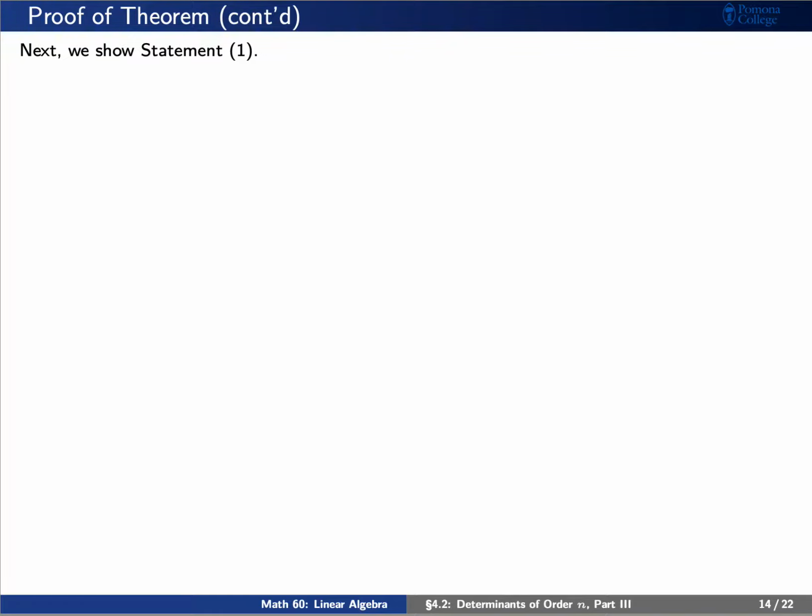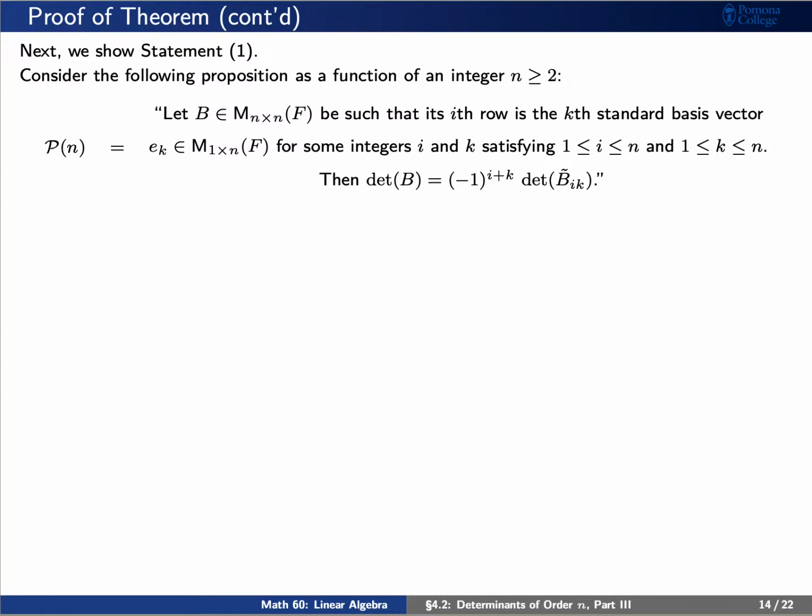Now let's go back and prove the first statement where we have our cofactor expansion along any row I. We'd like to prove the following proposition as a function of an integer n. Let B be an n by n matrix such that its ith row is the kth standard basis vector e sub k. Then the determinant of B is (-1)^(I+k) times the determinant of B I k tilde.